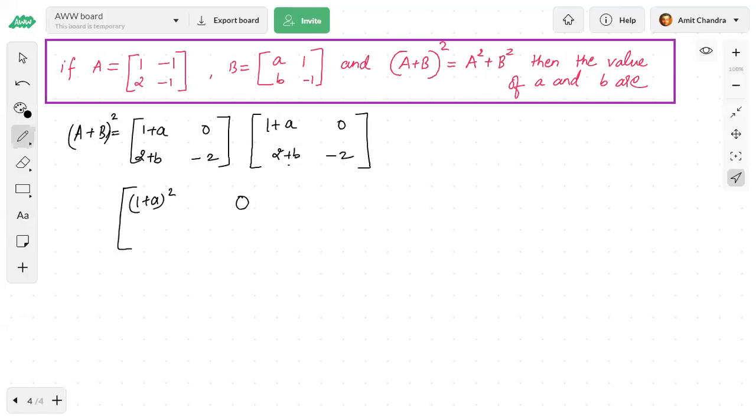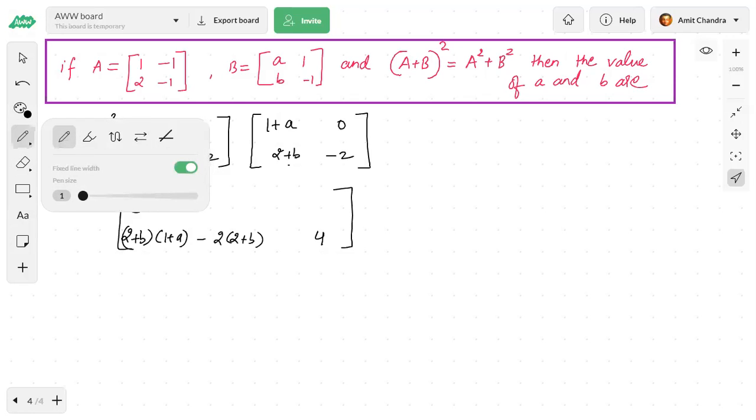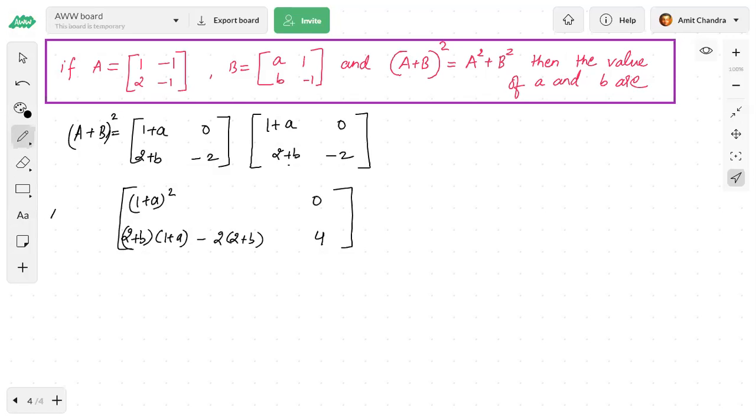In the second row, 2 plus b into 1 plus a, this into this minus 2 into 2 plus b. And this will be 2 plus b into 0 minus 2 into minus 2. This will be 4. So I will write 4 here and 0 here. Okay, so this is (A plus B) whole square.